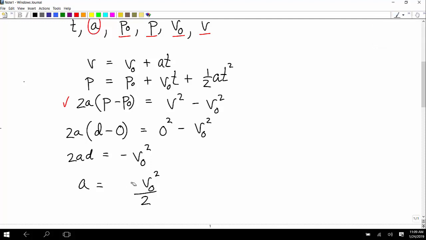Not good with dividing yet. That's better.